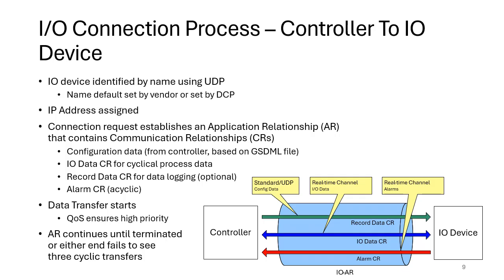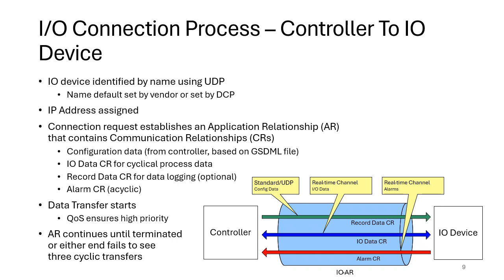If the I/O device fails or is turned off, or if your network fails, the I/O application relationship has to be re-established every time. So that application relationship is very important from a system point of view to make sure that each device knows what it is and who it's talking to. And if there's any break in the communications, that application relationship stops and has to be re-established to make sure that everything is configured and working.